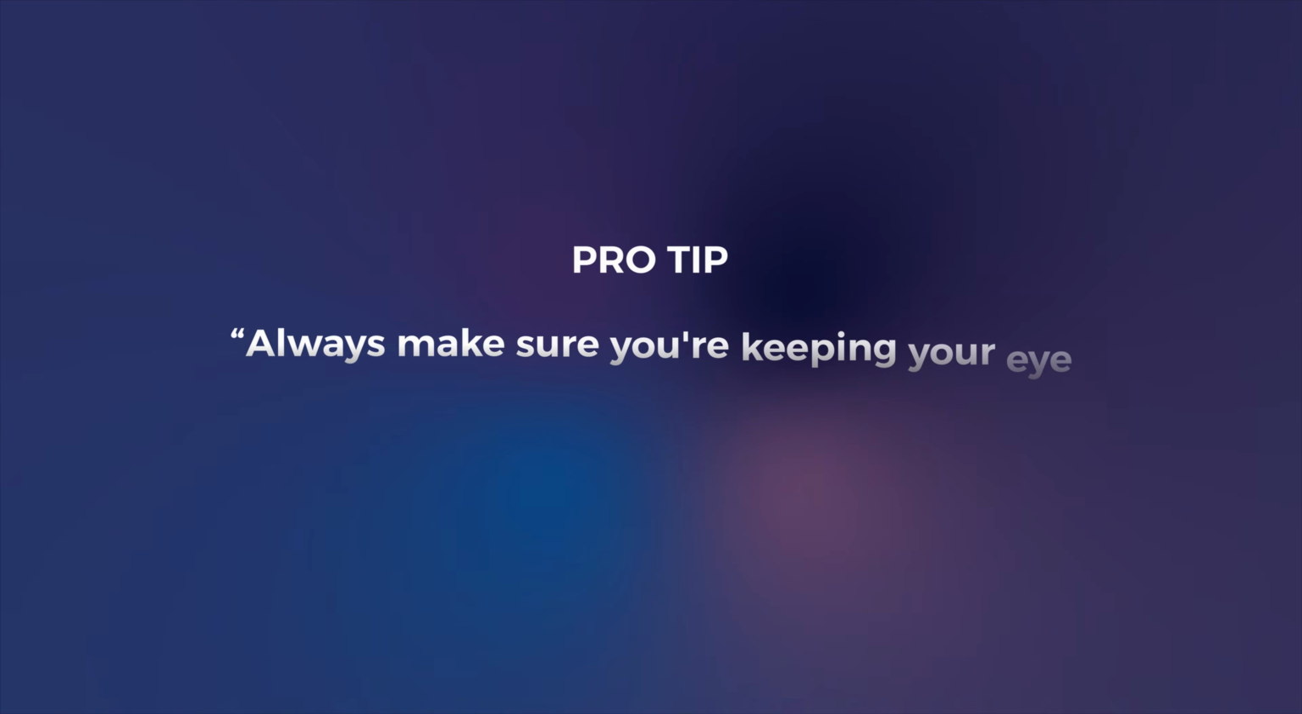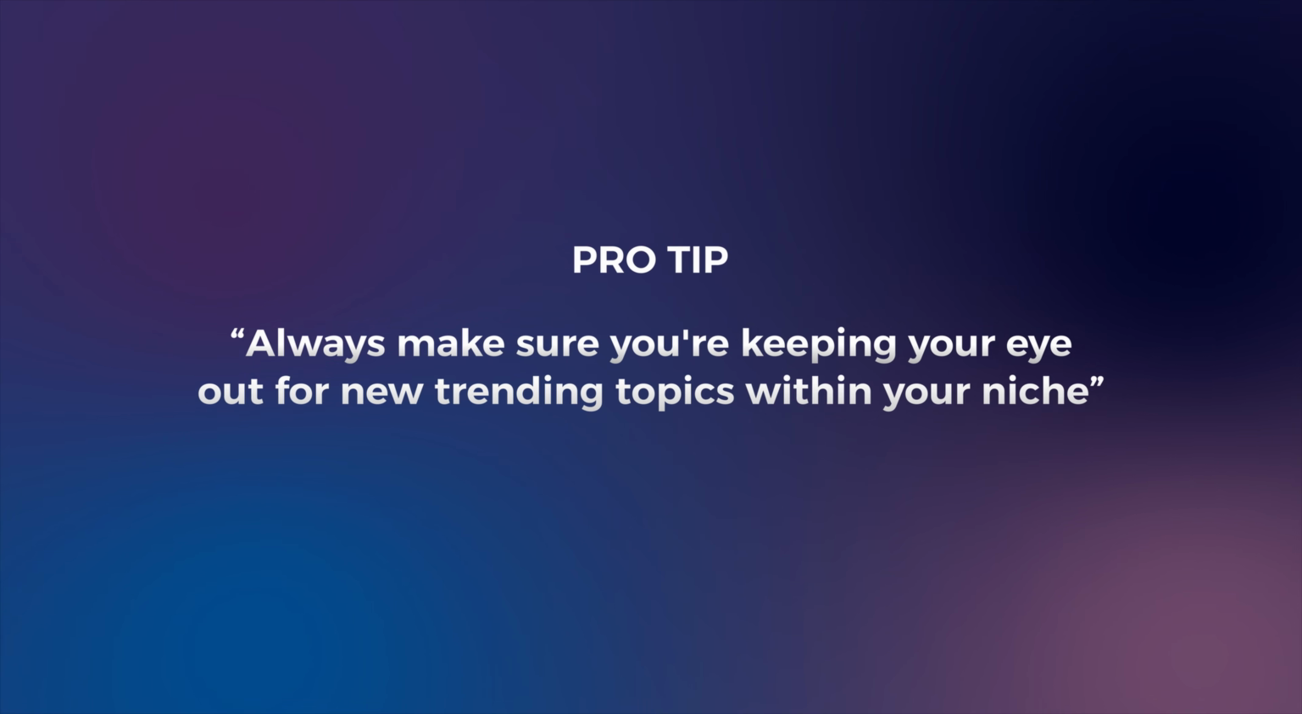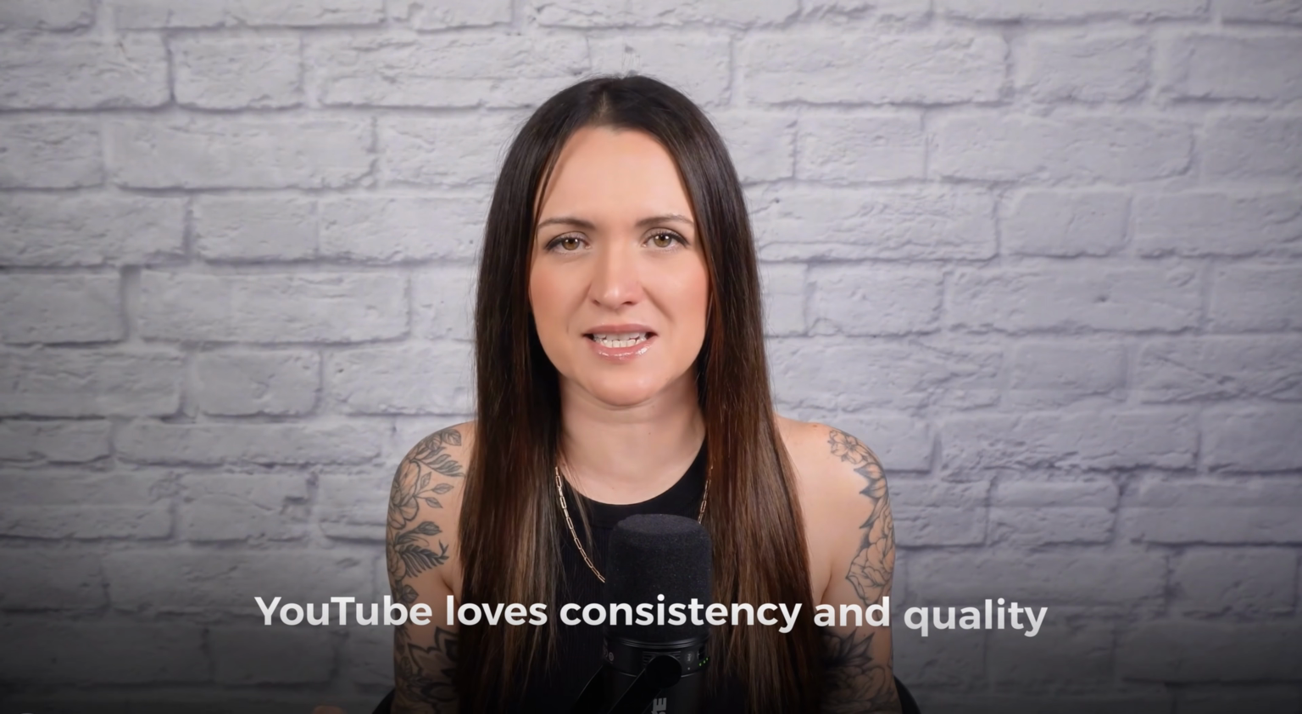But one pro tip I want to share with you is to always make sure you're keeping your eye out for new trending topics within your niche. That way, you can capitalize on them as quickly as possible using the steps I just showed you. And remember, YouTube loves consistency and quality. So the best way to succeed at this strategy is to keep practicing using these AI tools to create better and better videos. Keep posting consistently, and no matter what, don't give up. Even if you don't get a viral video the first try, you'll never get there unless you keep trying.